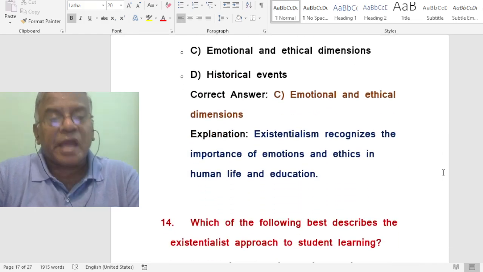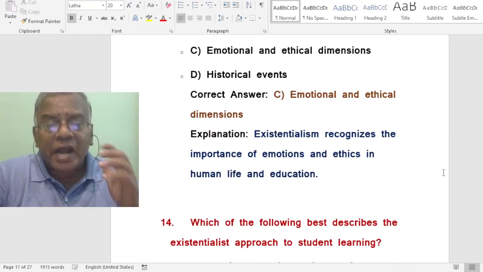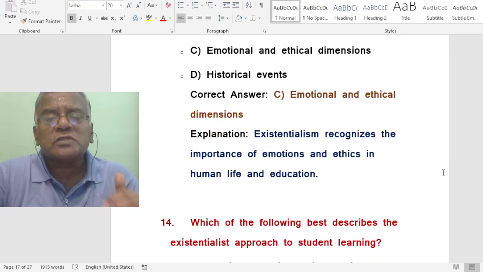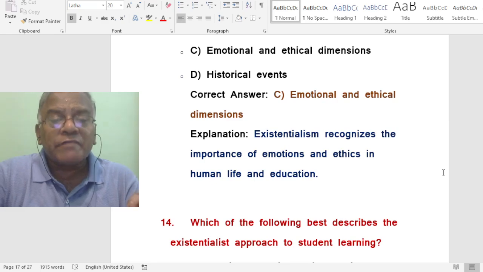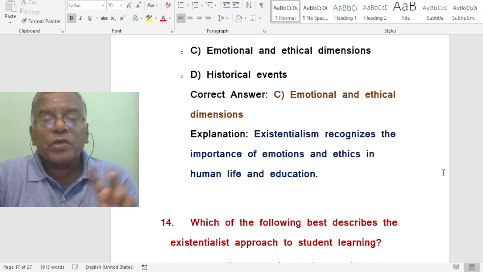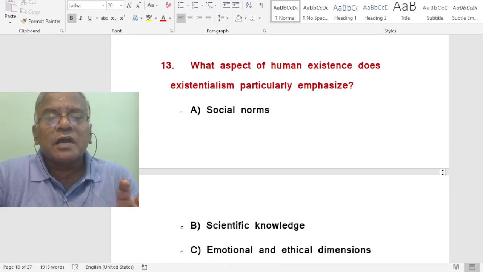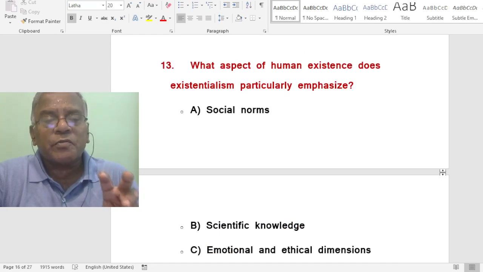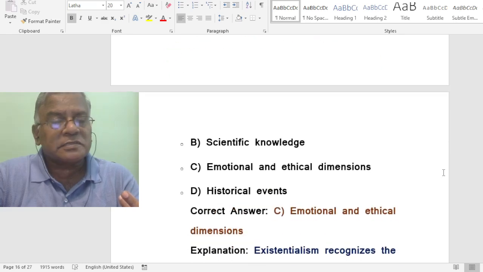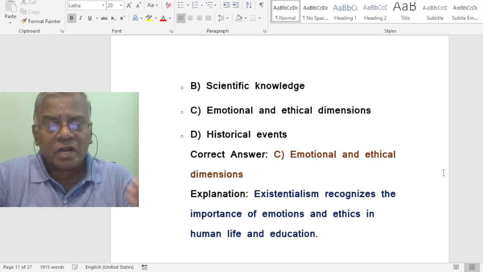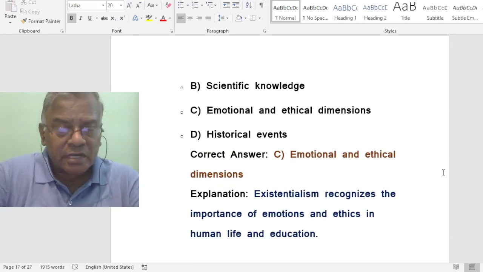Emotional and ethical dimensions. Existentialism recognizes the importance of emotions and ethics in human life and education. So emotional and ethical dimensions, that is the aspect of human existence. Existentialism emphasizes emotional and ethical dimensions in life.